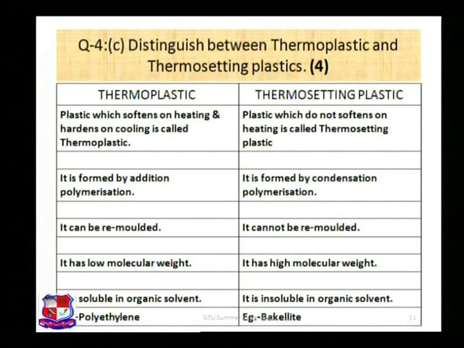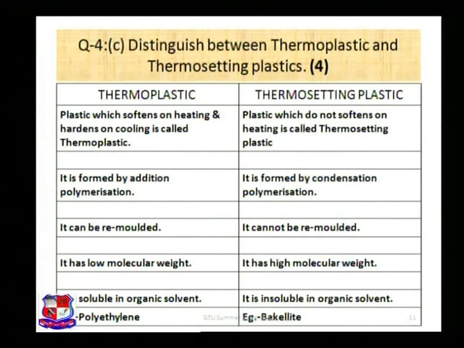Second difference that is very important, you will cover the technique. Thermoplastic is actually made, or it is formed by addition polymerization, and thermosetting plastic is made by condensation polymerization. So this is very important.